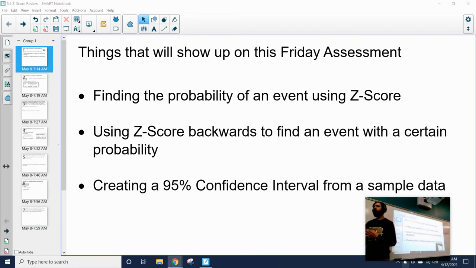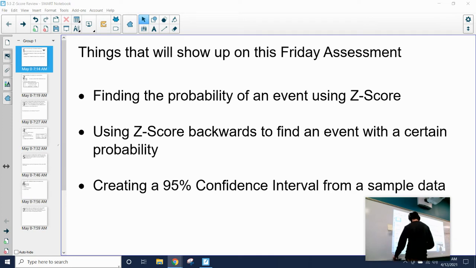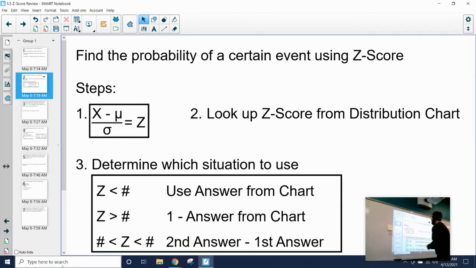In your review, it sort of breaks down this first piece into two. So remembering how to use that table, remembering how to calculate just the Z-score with the formula, practice both of those as well. All right, so starting off with find the probability of a certain event using Z-score.